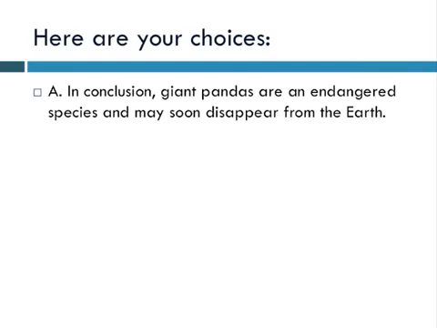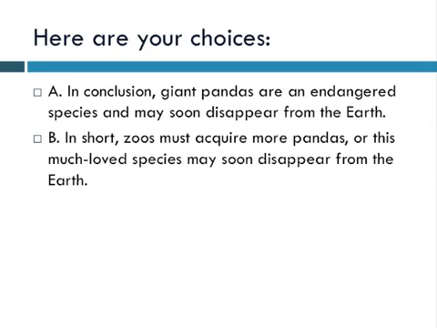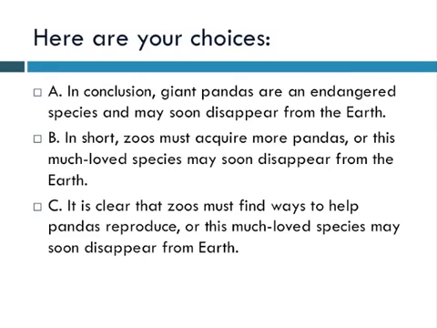So choice A. In conclusion, giant pandas are an endangered species and may soon disappear from the earth. B. In short, zoos must acquire more pandas, or this much-loved species may soon disappear from the earth. And finally, C. It is clear that zoos must find a ways to help pandas reproduce, or this much-loved species may soon disappear from the earth.